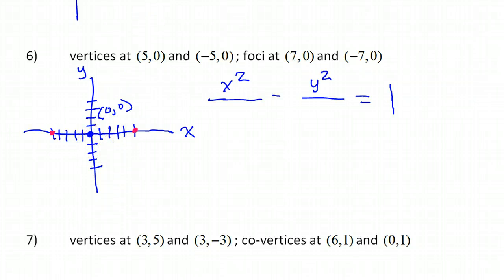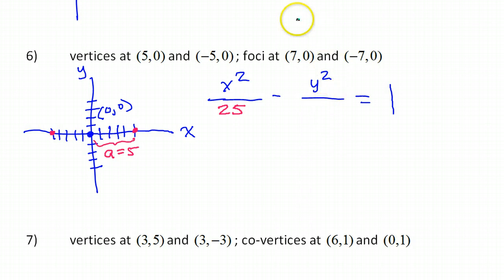Now, we also know the a value, because this distance right here is the a value. It was 5. Okay, so a equals 5. So if a equals 5, what am I going to put right here? 5. Oh, 25. This is our a squared. So this will be 25. Okay, so far so good. So we're only missing one number. We need the b value.